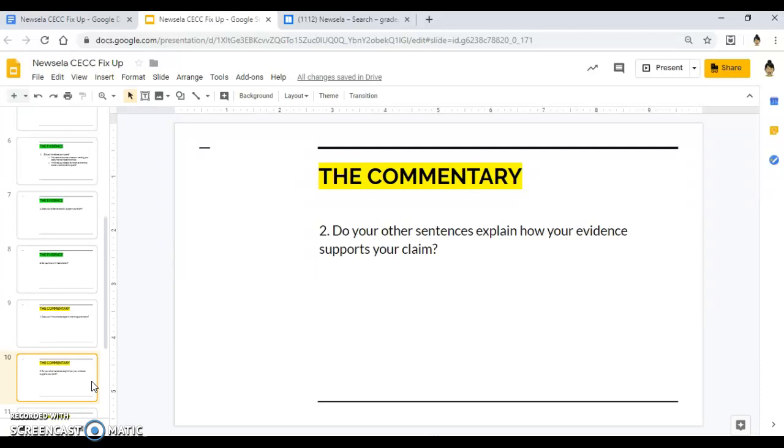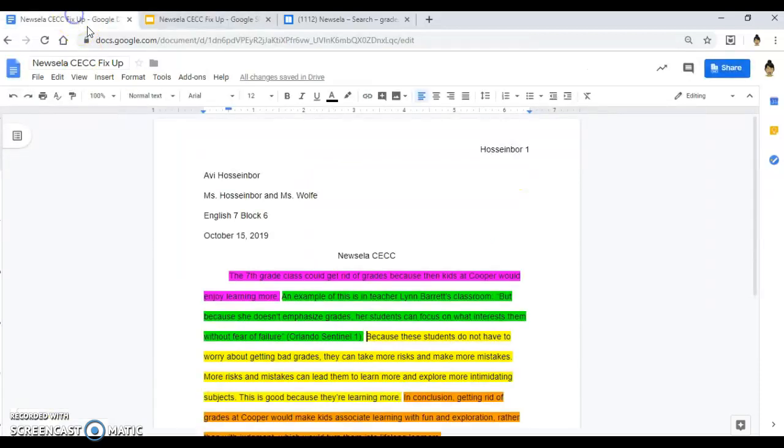All right, next is, do your other sentences explain how your evidence supports your claim? Let me look at my other sentences in my commentary and see if they support my claim. "More risks and mistakes can lead them to learn more and explore more intimidating subjects. This is good because they're learning more." Okay, so I'm talking about how they would learn more, but that's not my claim. My claim is that learning would become more enjoyable for them. So I need to think of a way to say this.